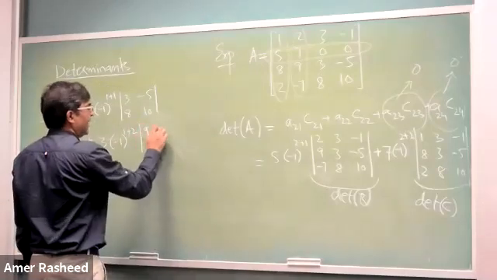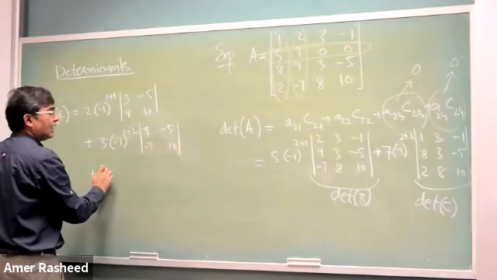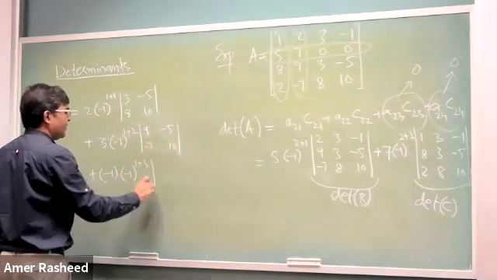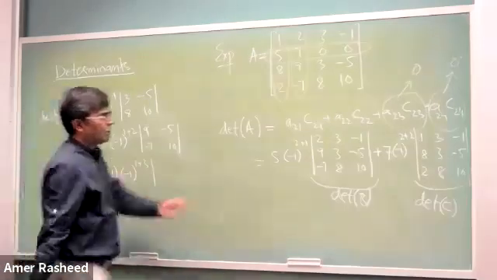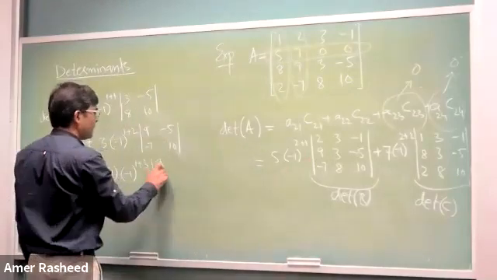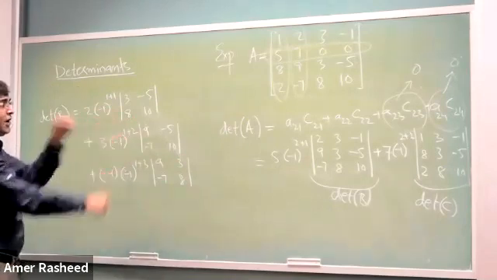What do we get here? 9, -5, -7, and 10. Plus the third entry into -1 raised to the power 1 plus 3. Now we are going to delete the first row and third column. We get 9, 3, -7, 8. Now we can solve these determinants.